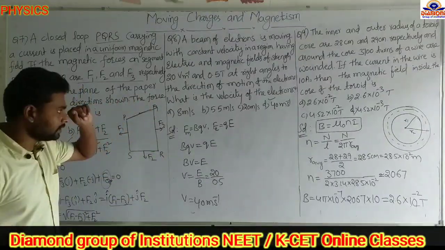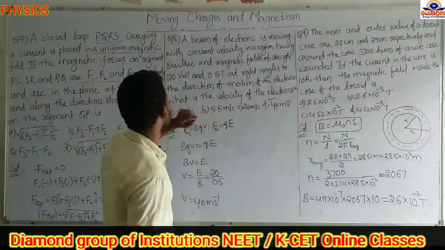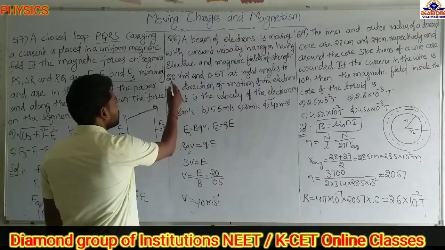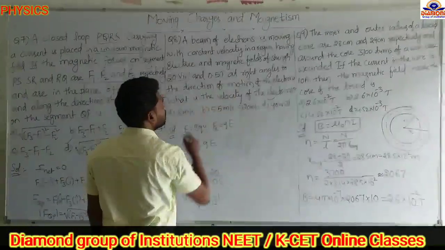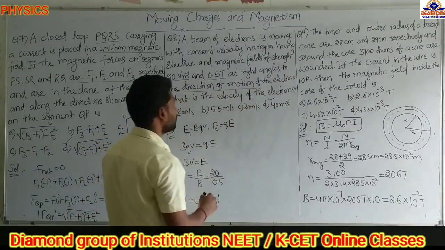Now come to the 8th question. A beam of electrons is moving with constant velocity in a region having electric and magnetic fields of strength: electric field strength 20 volt per meter, magnetic field strength 0.5 Tesla, at right angle to the direction of the motion of the electron.